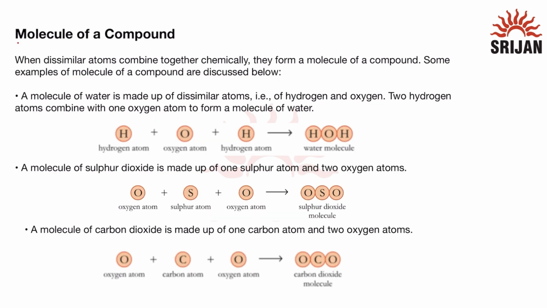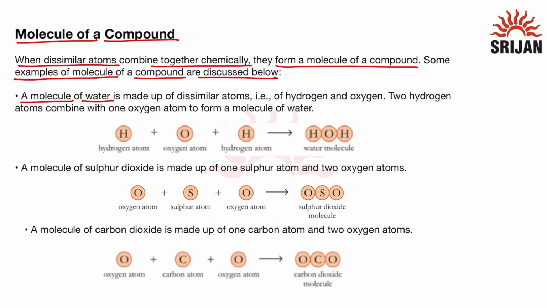Now let us read about molecule of a compound. When dissimilar atoms combine together chemically, they form a molecule of a compound. Some examples of molecules of compounds are discussed below. First, a molecule of water is made of dissimilar atoms, that is, hydrogen and oxygen. Two hydrogen atoms combine with one oxygen atom to form the molecule of water.